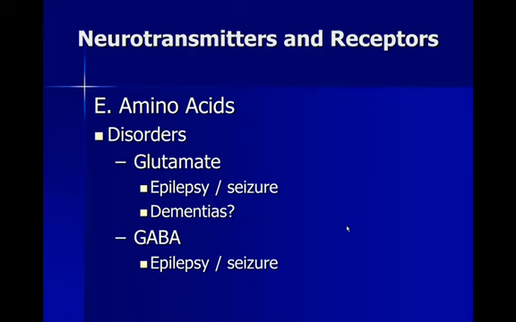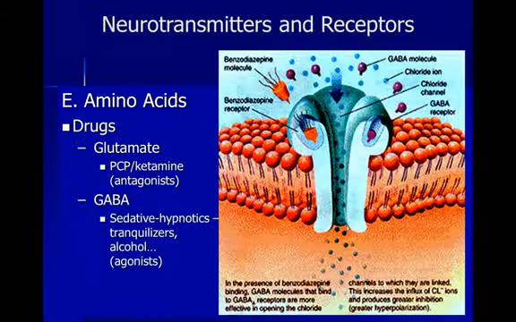There are various disorders associated with disruptions in amino acids. Epilepsy and seizure disorders and dementias are all thought to be associated with disruptions in glutamate, and seizure disorders are probably associated with disruptions in GABA, because benzodiazepines, which affect GABA, seem to help treat epilepsy very well.